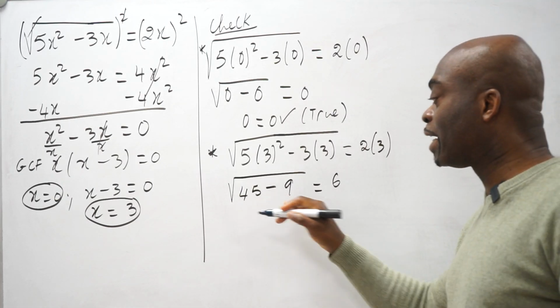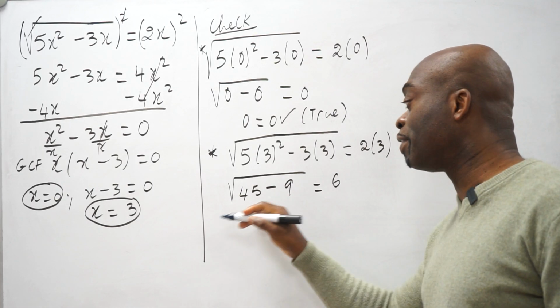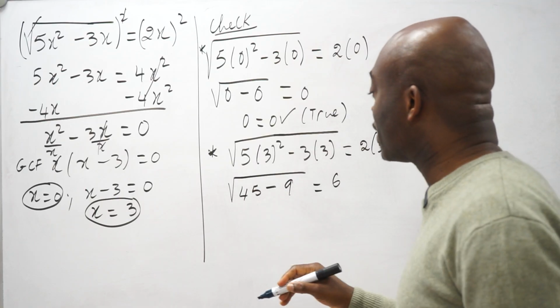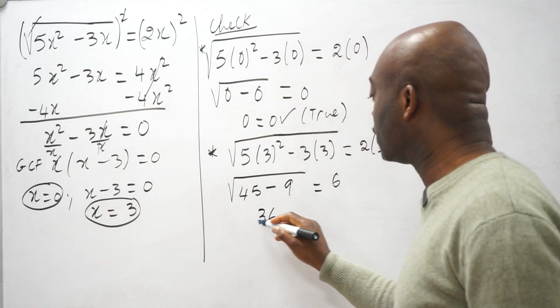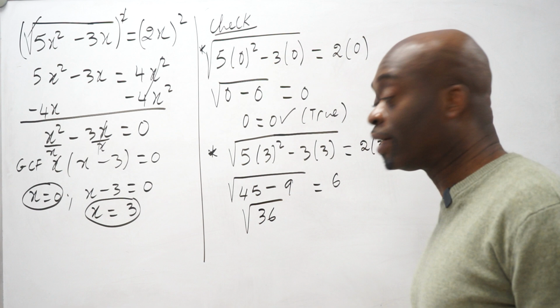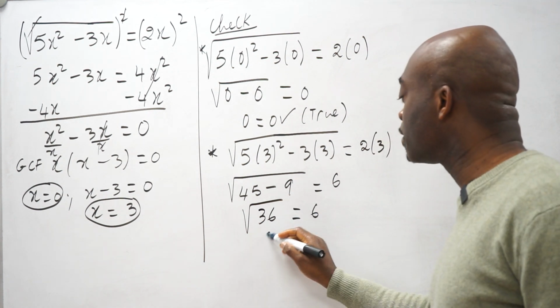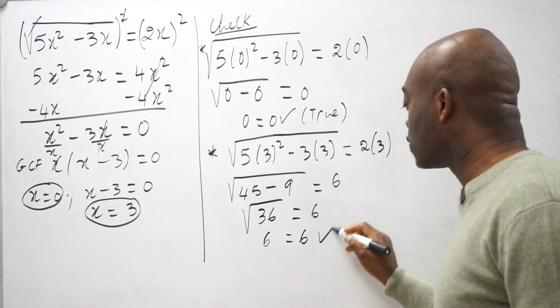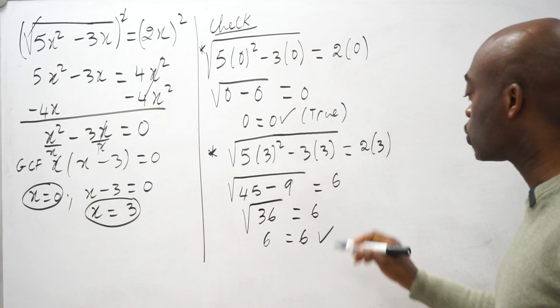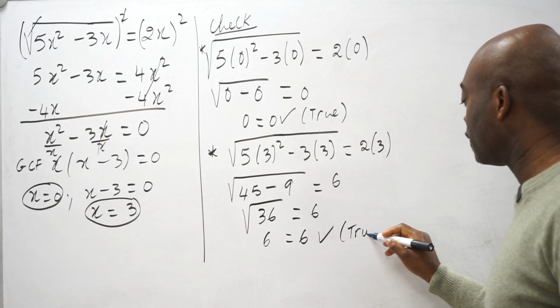So what is 45 minus 9? 45 minus 9 is 36 under the radical. Don't forget about that. So that is 6. What is the square root of 36? 6. 6 equals 6. So this also is a true statement.